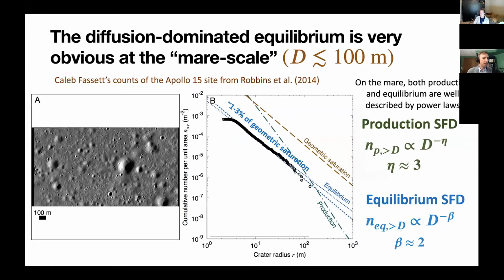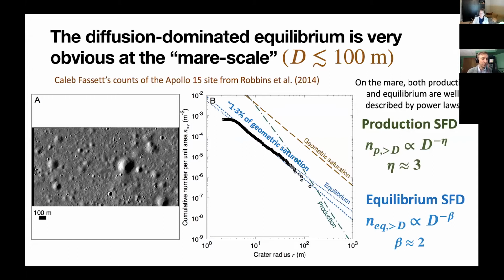All right, so on mare-scale terrains, this diffusion-dominated equilibrium is actually very obvious, and it was observed back in the Apollo days. So here's an example of a case of diffusive equilibrium from Stuart Robbins' big crater counter paper. And these are Caleb Fassett's counts of the Apollo 15 site, which shows this classic diffusive equilibrium. So you have this -2 slope size distribution of craters. The production function has a slope more like -3, 3.1 or 3.2.